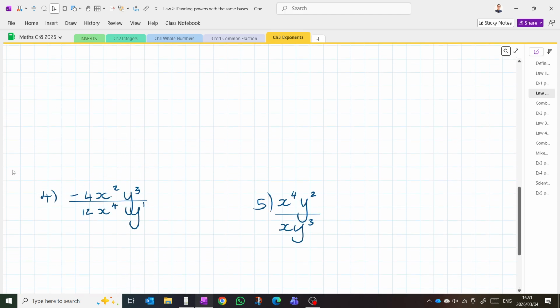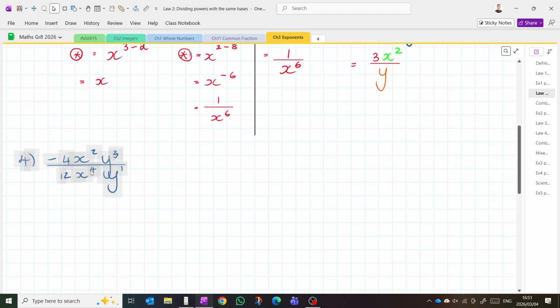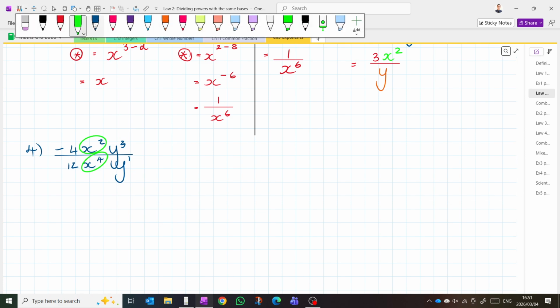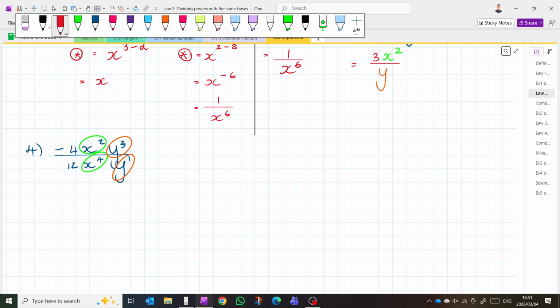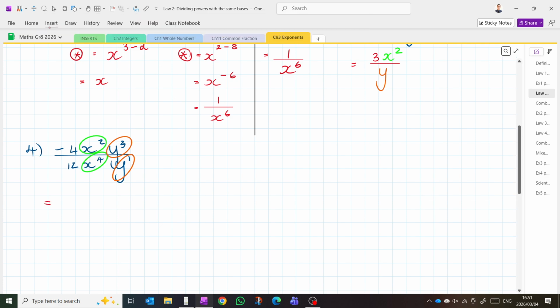But let's see if we can get through these last 3 examples quickly. We've got signs, we've got numbers, we've got different variables, so different bases. Let me highlight some of the bases first. The x's are the same and the y's are the same. So starting off, I'm going to say it's a negative divided by a positive. I've got one of each, so that means my answer is negative.